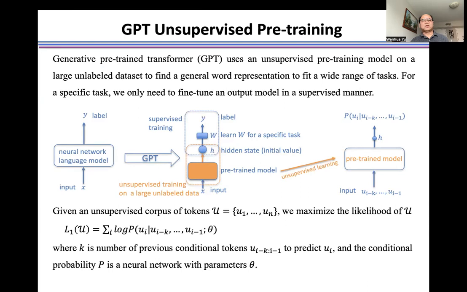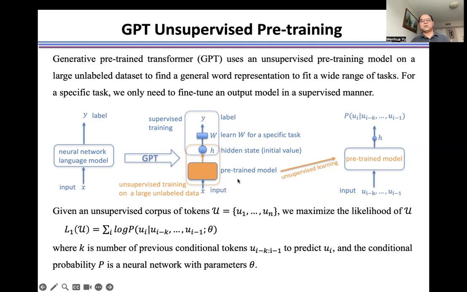Generative pre-trained transformer splits a neural network language model into two sub-models. The first one is trained on an unlabeled training dataset in an unsupervised manner to embed the input into a general world representation that is useful for a wide range of tasks. For a specific task, the second model is used to predict the label of the input sequence.